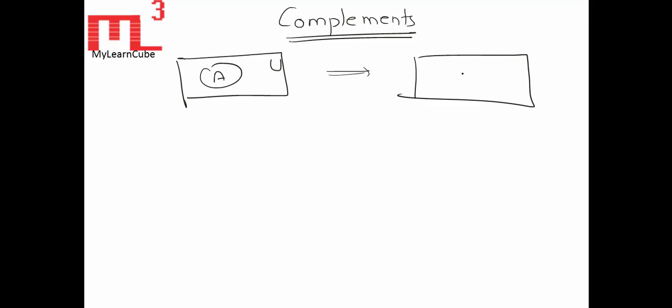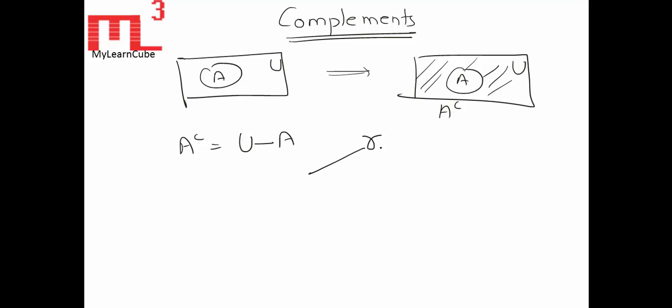So in terms of a Venn diagram, if this set is A and this is the universe, then the complement is nothing but everything other than A. That means U minus A is your A complement. And in a simple way, in a computer system, if the number system has base R, there are two types of complements. One is R's complement and another is R minus 1's complement.